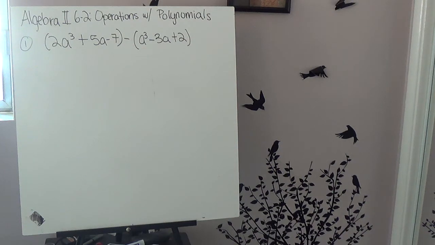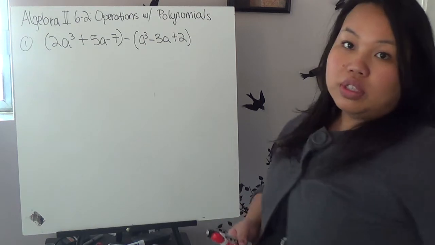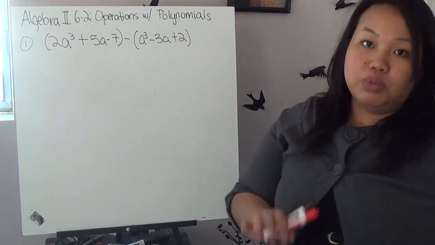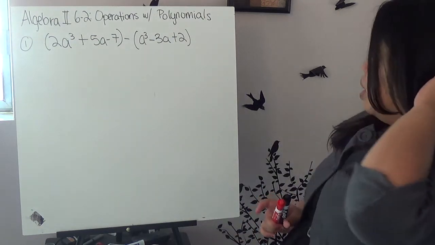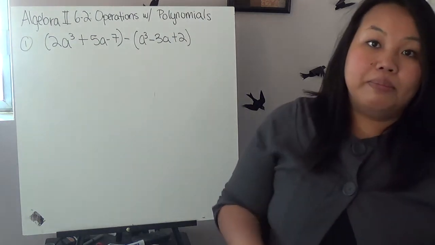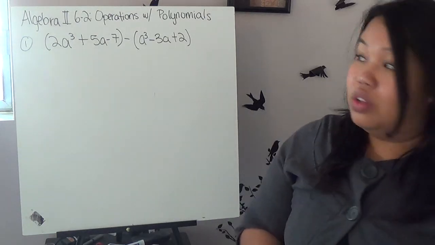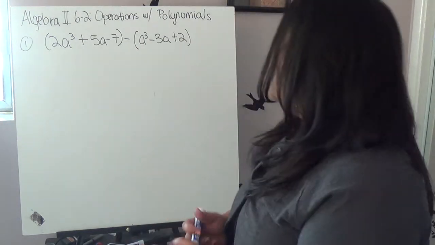In Algebra 2, section 6.2, we're dealing with operations with polynomials. For this section, we're going to deal with the easier ones: adding, subtracting, and slight multiplying. The next few sections we're dealing with dividing. That's when it gets a little difficult. So this one should be just a little bit of review with some new things.